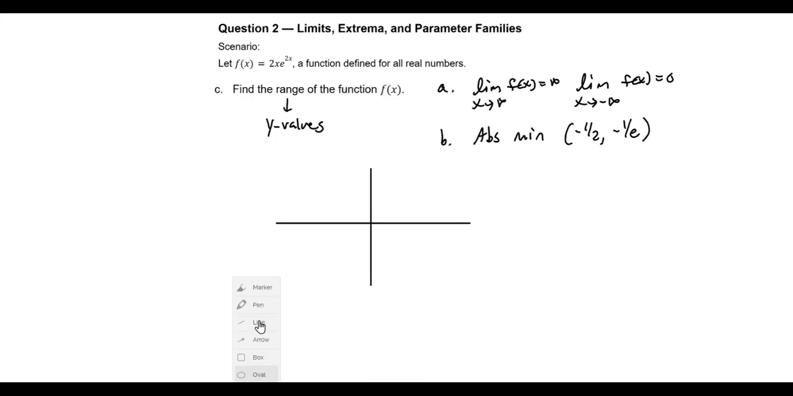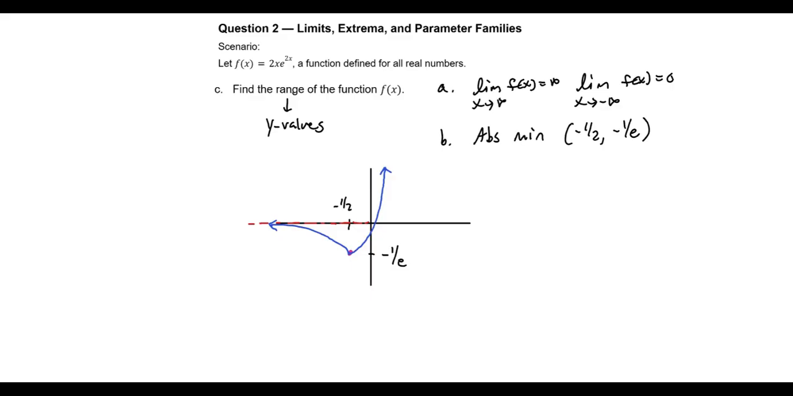Here we go. So let's say that this is -1/2 here. And then let's say this is negative 1 over e over here. This will be our absolute minimum. Now, another thing I'm going to do is draw a little horizontal asymptote here, because as x approaches negative infinity, we are getting closer and closer to 0. And then, as x approaches positive infinity, we're just going to be going up forever here, right? We got infinity here. And then there's our lowest point.